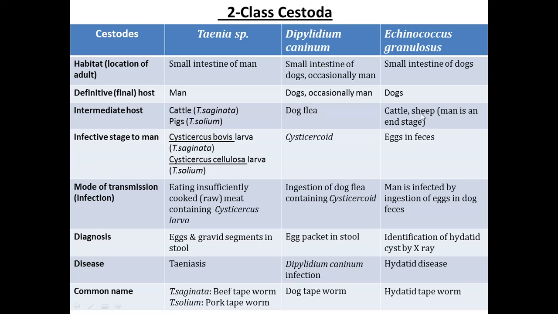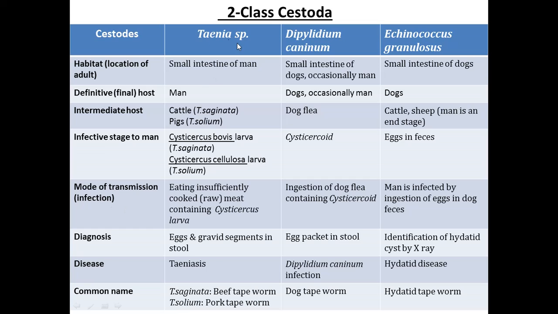Of course, cattle or sheep or man, these intermediate hosts get the infection by eating food contaminated with dog feces, and these dog feces contain the eggs, so these intermediate hosts become infected. Okay, then the feature of the infective stage, which is the mode of infection or mode of transmission.